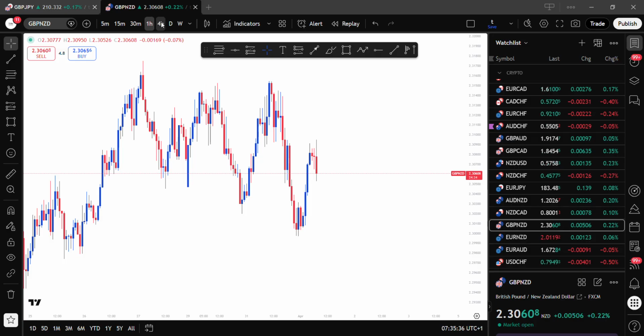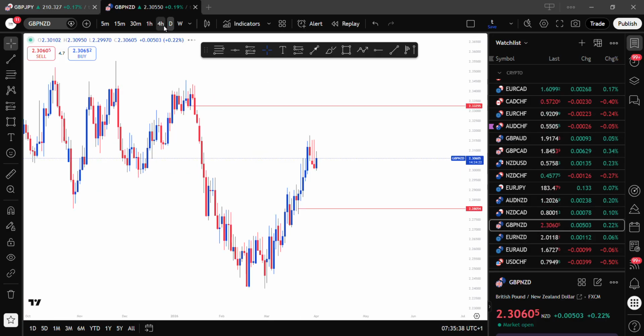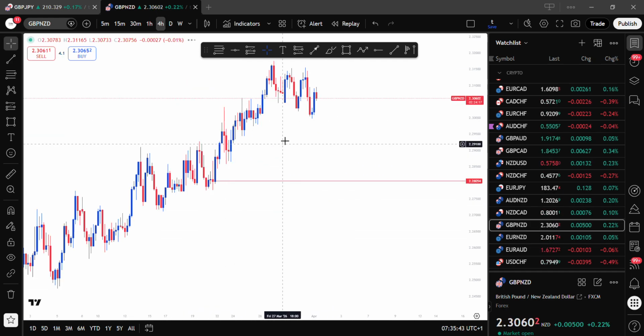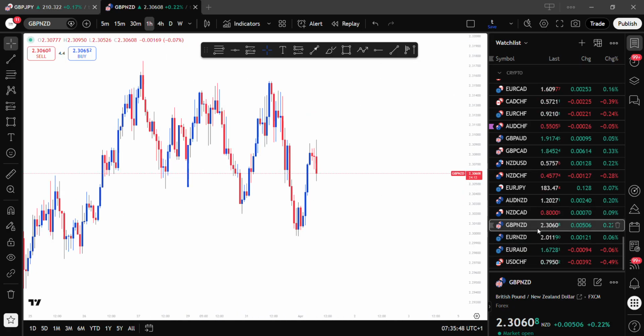On GBP NZD, if you check the daily time frame, as market has been buying the whole time, it should buy to this point and a sell will start happening. On 4 hours time frame, more buys are going to happen. On 1 hour as well, more buys are happening.